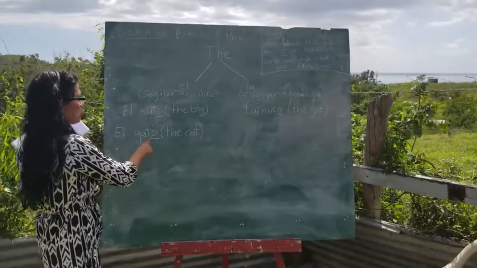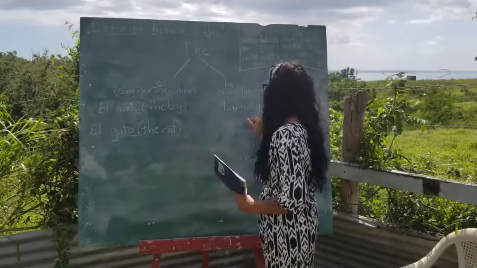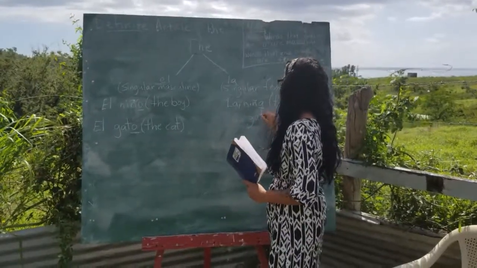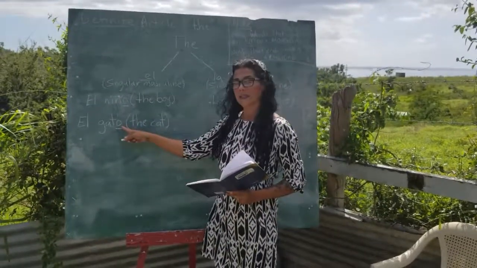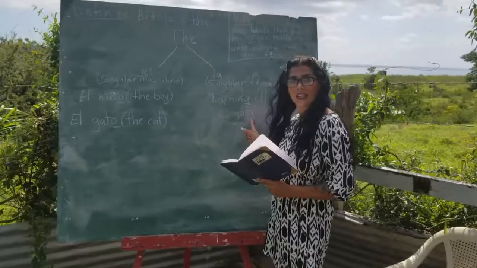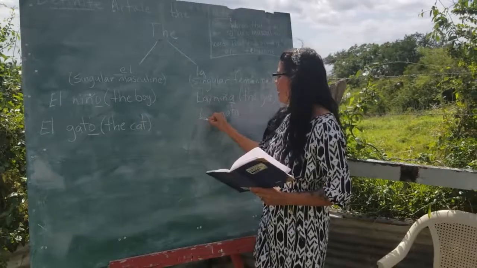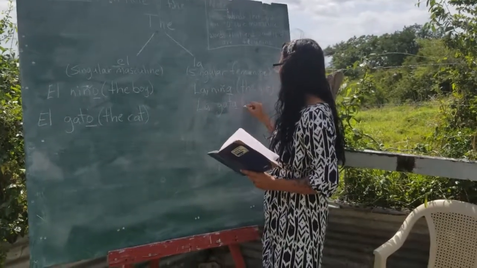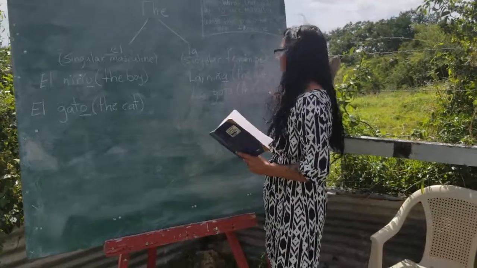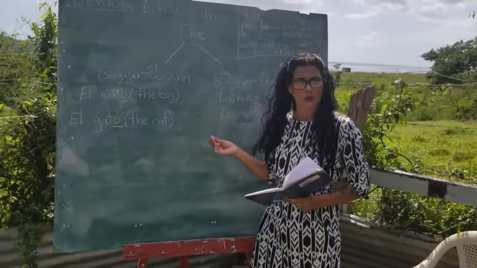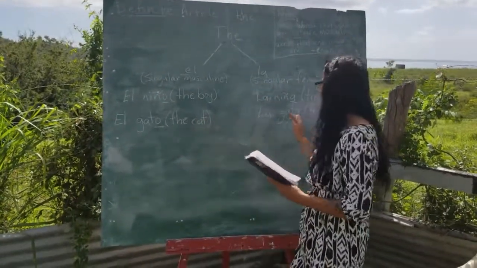So now when we change this O to an A, gata. And we know the rule. The rule is, if it ends on an O, it is masculine. If it ends on an A, it is feminine. So this will be la gata. The cat. Now there are exceptions to the rules. El gato, la gata. You change from an O to an A.